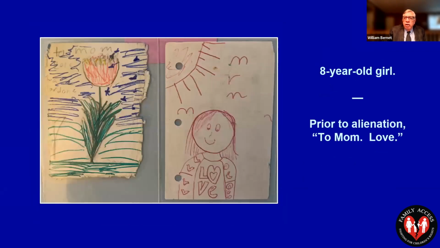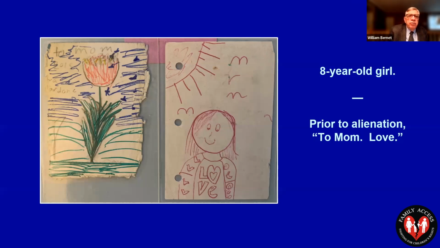Well, I'm going to show you several examples of before and after. In other words, I'm going to show you something that was done before the alienation, and then what happens as the child becomes alienated. So here's a little girl who draws what is a perfectly happy, I guess you would call, normal picture when she has a good relationship with her mother.